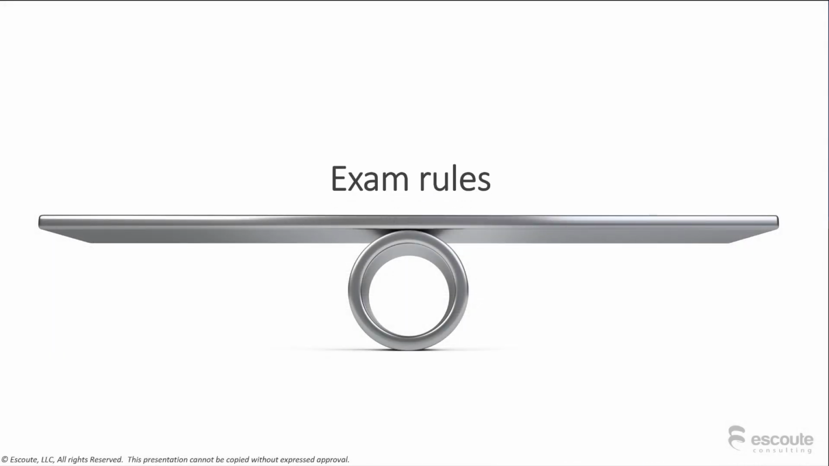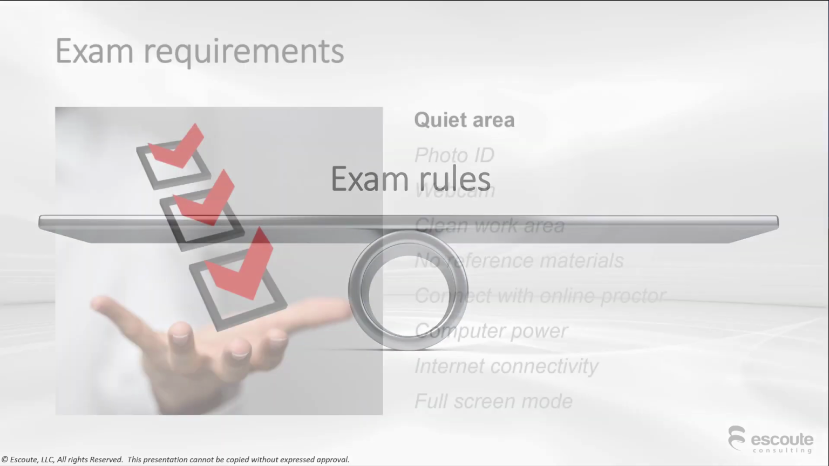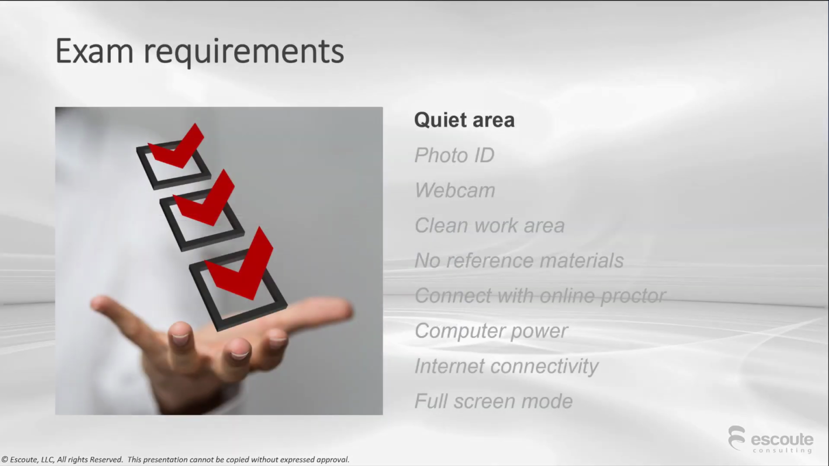Some exam rules that you already know. Don't forget, you have to have a quiet area, photo ID for your online proctor. Therefore, you have to have a webcam. Make sure your area is clean with no reference materials because this is an unassisted exam. You'll connect with your online proctor. Make sure you have computer power. I would plug into the wall. Solid internet connectivity, and of course go into a full screen mode.